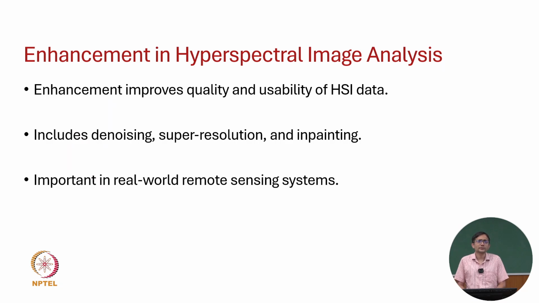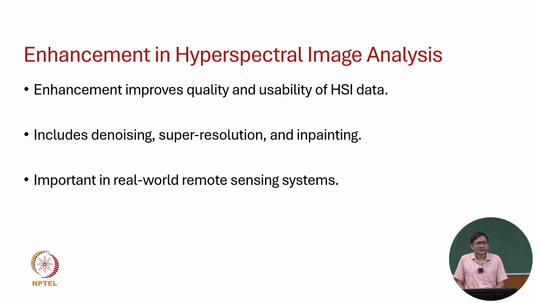Now with this background, let us quickly jump to our discussion on hyperspectral image enhancement. Enhancement improves the quality and usability of hyperspectral images. Enhancement is more of a bucket term. It may include denoising, super resolution, and inpainting. There can also be other kinds of enhancement that one could possibly think about. However, these are the three things we will focus on in this lecture.